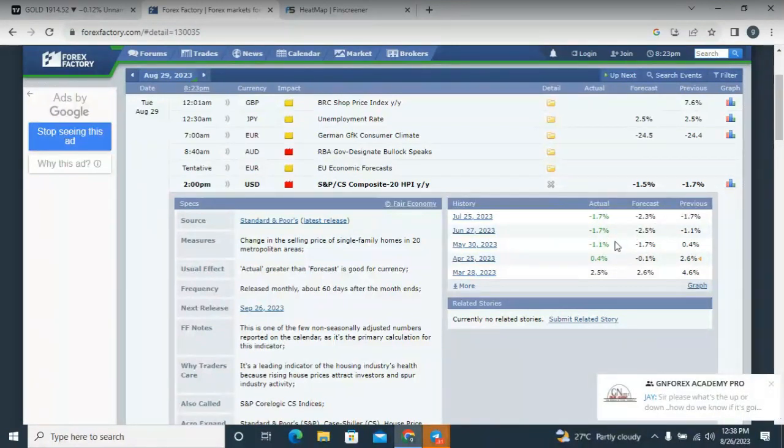Then the month of July, the previous was 1.7%. They predicted that it will go up to 2.3%. Then it still stayed at 1.7%. No big effect.